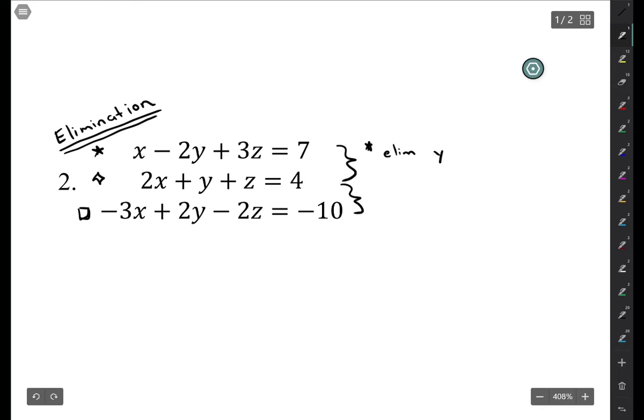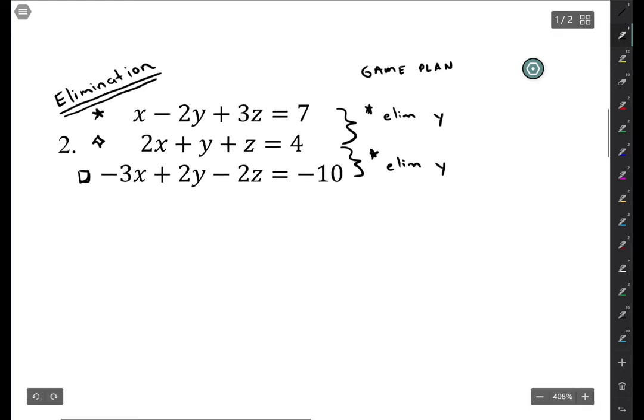Also, from the bottom two, I have to eliminate the same variable. So that's my game plan. I recommend having a game plan. You don't need to write this, but from the first two equations, eliminate y. From the second two, eliminate y. And we'll see what happens. So I'm going to focus on star and diamond.